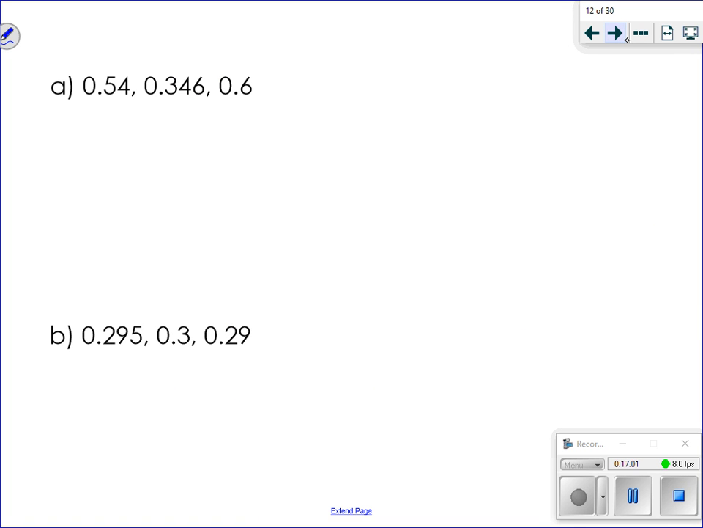Okay, so let's try that for A. 0.54, 0.346, 0.6. Well, we're going to rewrite them all to the smallest place value. I've got hundredths, thousandths, tenths. Okay, so 0.54 would be thousandths just by adding 1 zero. 0.346 is already thousandths, and 0.6, I'd need to add 2 zeros to make it thousandths. Now I can compare them. I've got 540 thousandths, 346 thousandths, 600 thousandths. Which one's the smallest? 346. So I'm going to use the original form for my final answer.